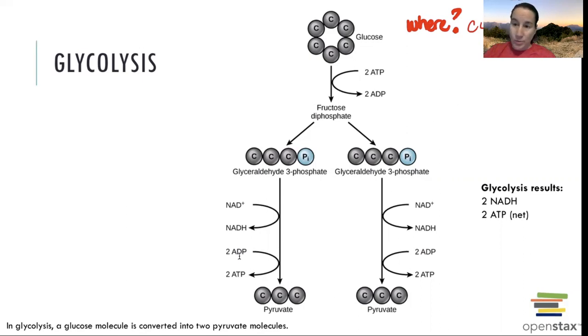And is it aerobic or anaerobic? Does it need oxygen or not? That's another thing that I'm going to want you to know for every single step. Glycolysis is anaerobic, meaning it does not require oxygen. So no oxygen needed for this step. So know where it is happening. Does it need oxygen? No, it doesn't. And then what are its products or results at the end?